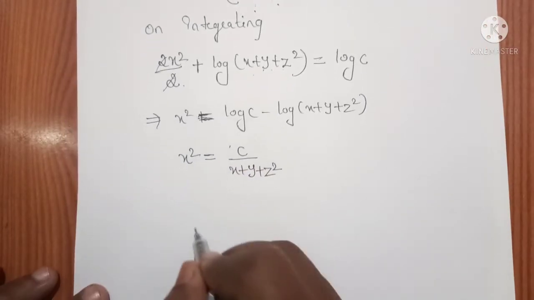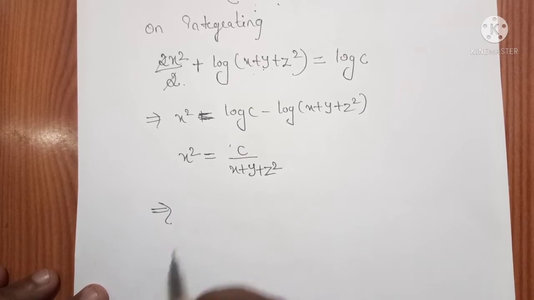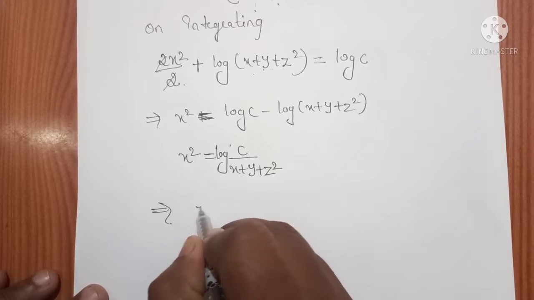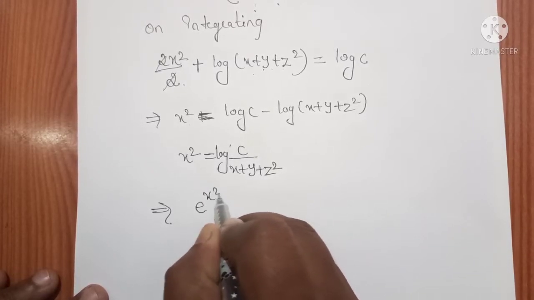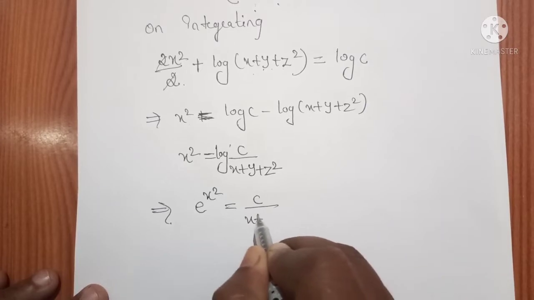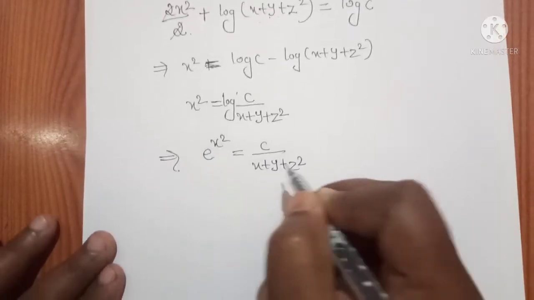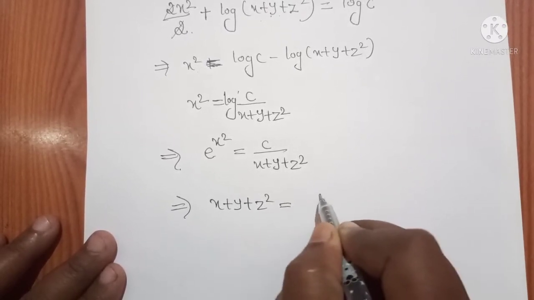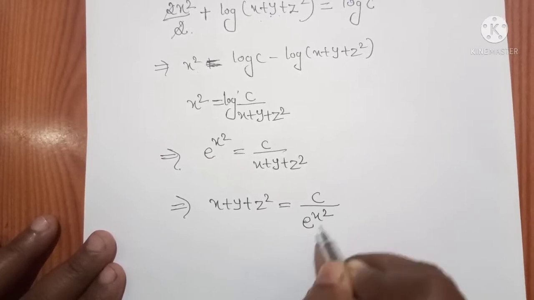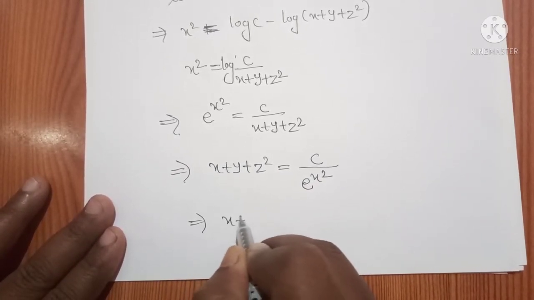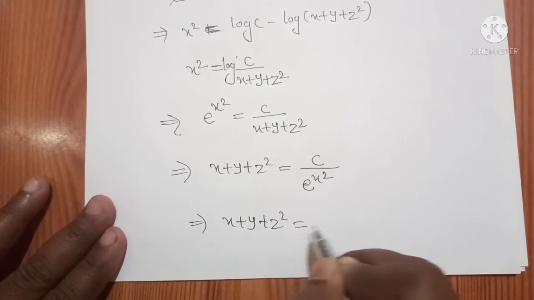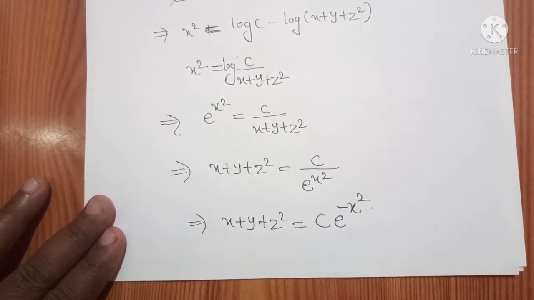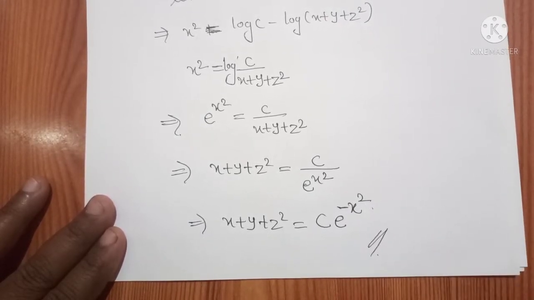Taking anti-log on both sides, we get e raised to x square is equal to c divided by x plus y plus z square, or we can write it as x plus y plus z square equals c divided by e raised to x square, or it can be further written as x plus y plus z square equals c into e raised to minus x square. So this is the required solution.